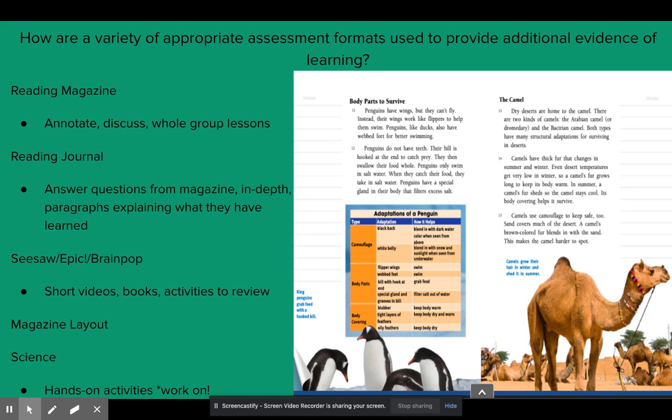And then science, I really need to find some better hands-on activities. It's funny, it's a science unit, but we really didn't use our science book this time. It's a lot of shared materials, and we just couldn't do any of those activities just due to COVID. So again, here's another magazine example about adaptations that animals have. On the left is about penguins, and on the right is about camels.